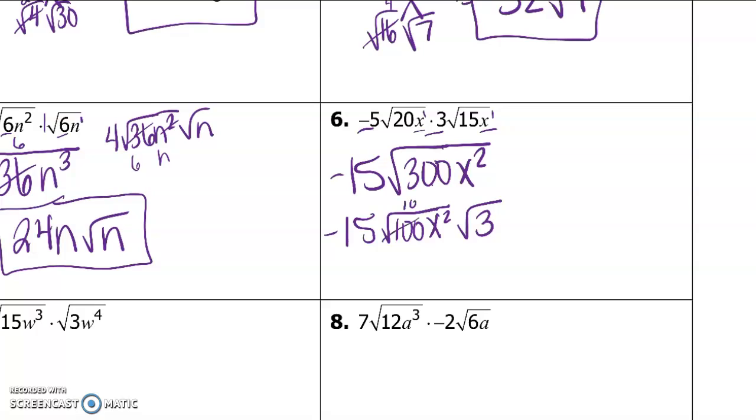Square root of 100 is 10. So negative 15 times 10 is negative 150. 2 divided by 2 is just 1, so just an x, and then your square root of 3.